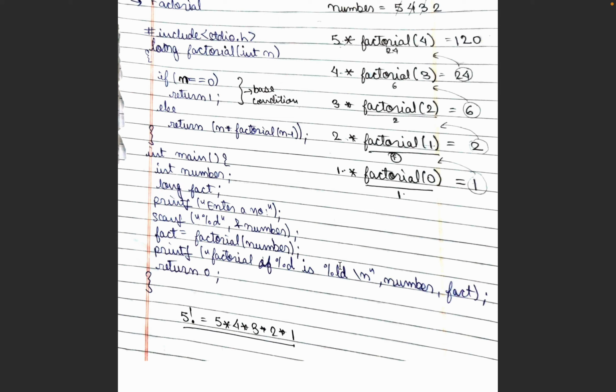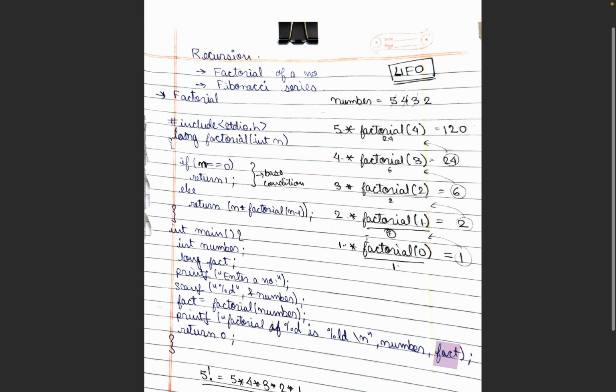So here we will close this double quotes, and first is number. Our number was 5, so factorial of 5 is fact, that is 120. Fact is storing the number 120. So factorial of 5 is 120. This will be the final output that we will get from this whole program. I hope you got this.